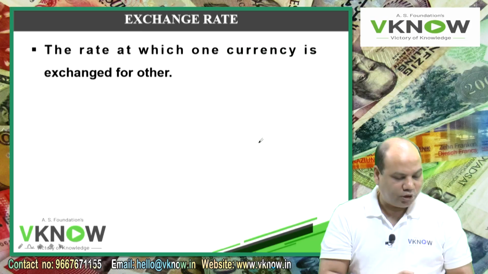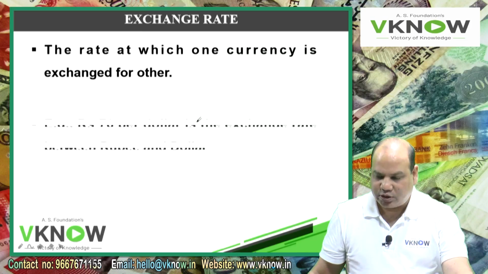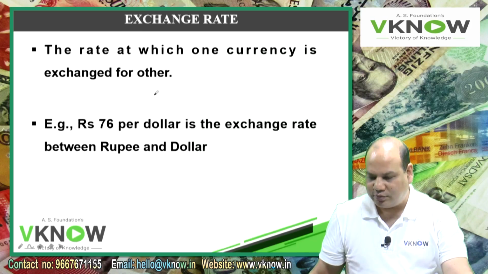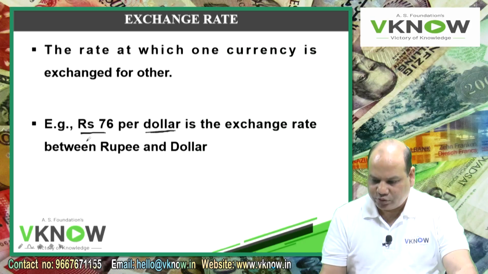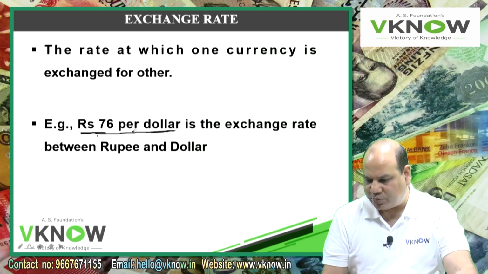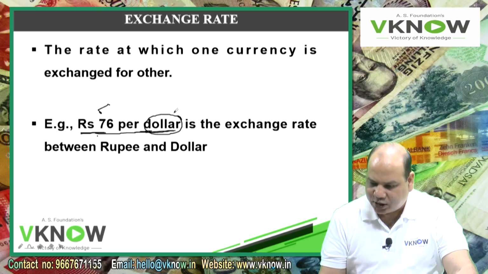Come to paragraph 14. What is exchange rate? Exchange rate means the rate at which one currency is exchanged for the other. Example, suppose we have to give 76 rupees to get $1. The exchange rate is 76 rupees per dollar, and this is the exchange rate between rupee and dollar. You can say 76 rupees is the price of the dollar.